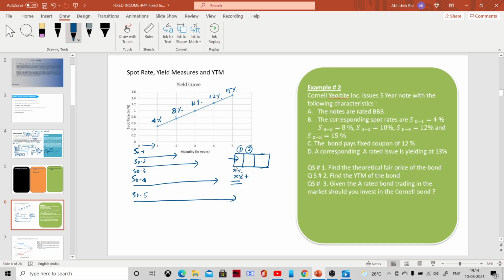Why? Because I am locked, because of a couple of reasons. The first reason is that I am locking in my money not for 1 year, but for 2 years. So there is an opportunity cost.